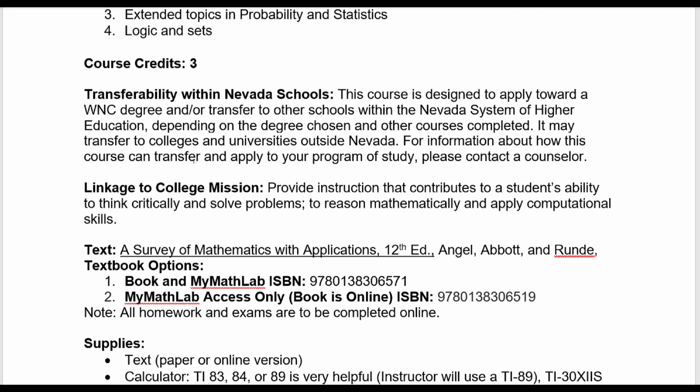And I'm happy to have conversations with you. I don't want to lead anyone astray when it comes to where it goes, but typically this class is for liberal studies majors. If you're going to go on to a science or engineering-based degree, you'd probably need a calculus pathway. Okay, linkage to the college mission: provide instruction that contributes to the student's ability to think critically and solve problems, to reason mathematically, and apply computational skills.